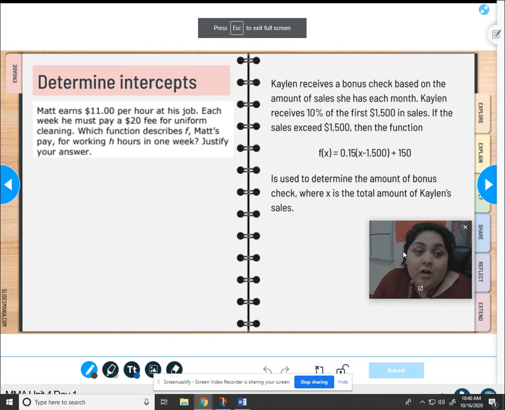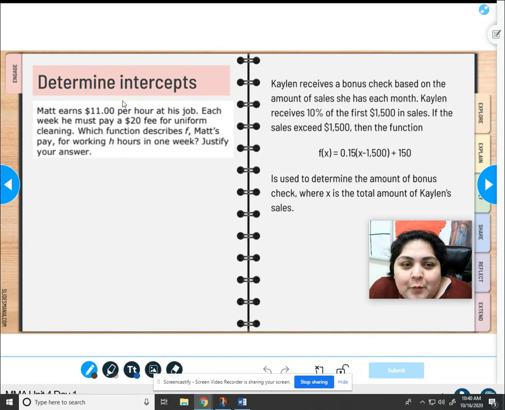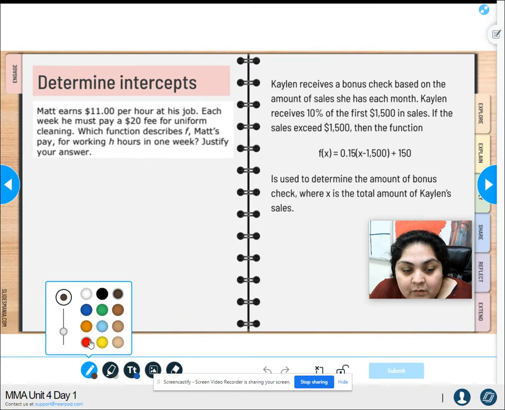Right, here's the second part of today's notes, determining the intercepts. When I say intercepts, I mean the x and the y-intercepts. How can you do that? You have to write the equation, and figure out what's going to be your y-intercept and what's going to be your x-intercept.